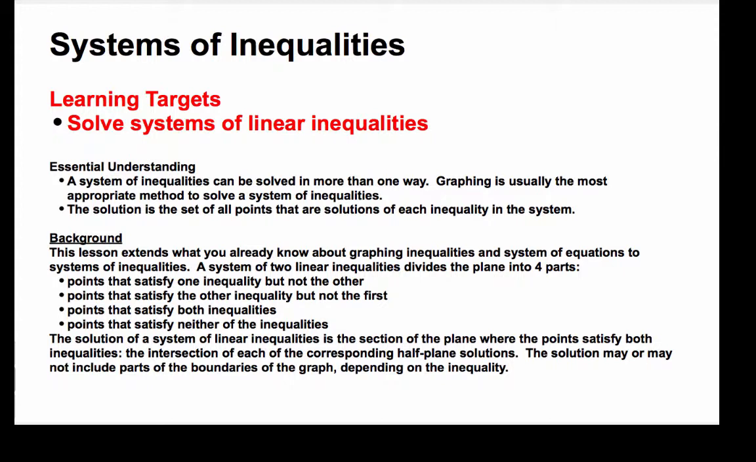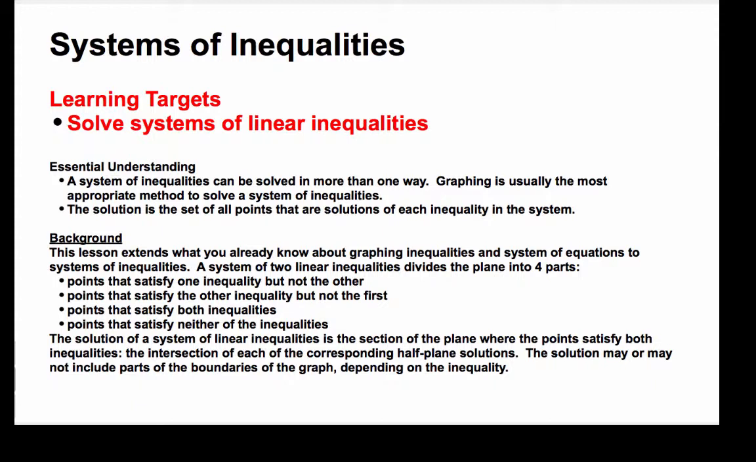Some background for the lesson. This lesson extends what you already know about graphing inequalities and systems of equations to systems of inequalities. A system of two linear inequalities divides the plane into four parts. Those four parts are points that satisfy one inequality but not the other, points that satisfy the other inequality but not the first, points that satisfy both inequalities, and points that satisfy neither of the inequalities.